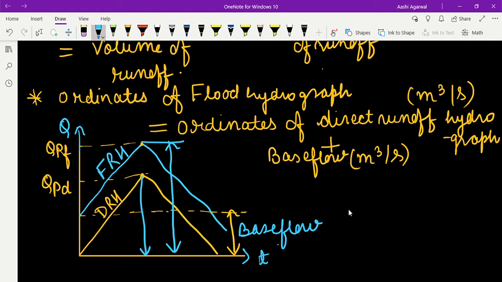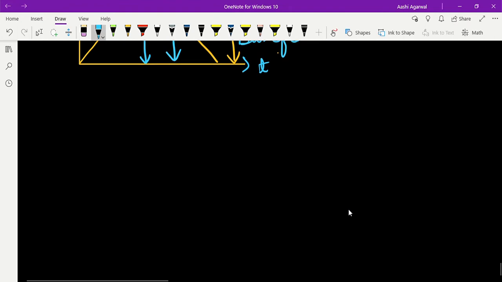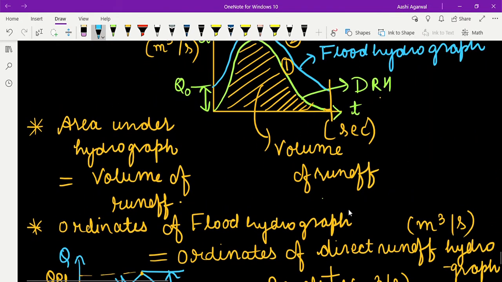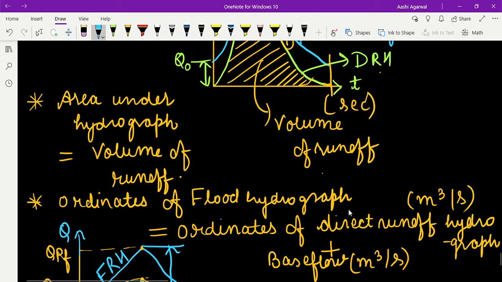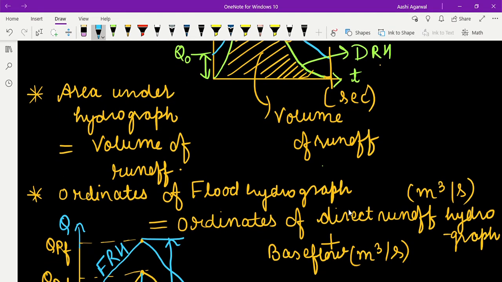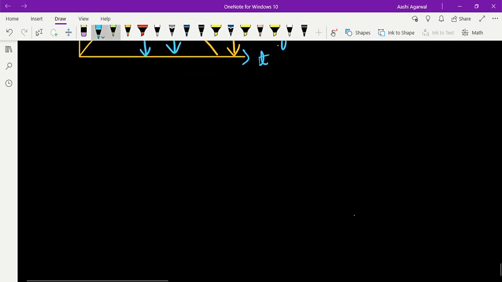Now for my convenience here I have assumed base flow to be constant. It need not be constant. It can be varying also, like it can also vary with the hydrograph ordinates. But for simplicity we have taken it constant. Now let's take very simple problems based on these two concepts. Area under hydrograph gives you the volume of runoff, and the ordinates of the flood hydrograph exceed the ordinates of the direct runoff hydrograph by base flow.